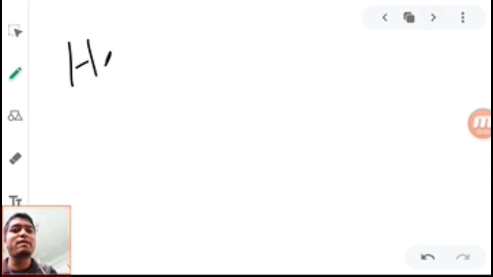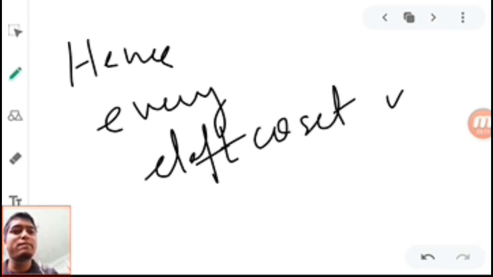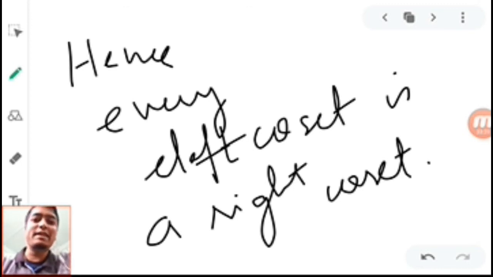Hence, every left coset is a right coset. So this completes the proof. Again, I will write it down, but I think that is enough for now.